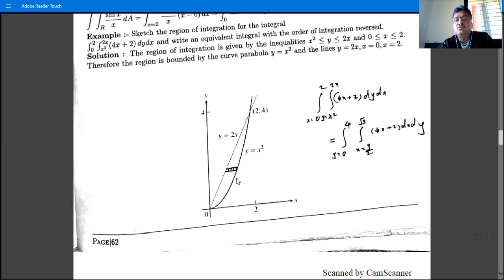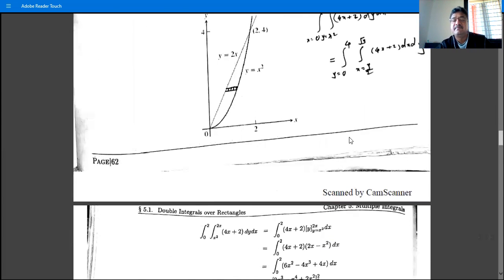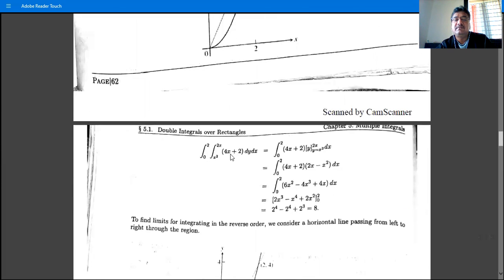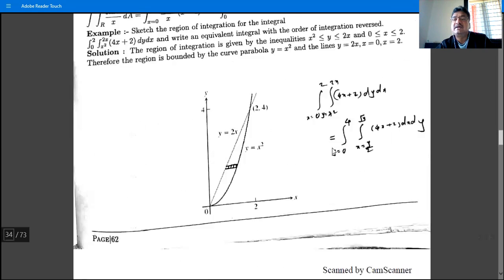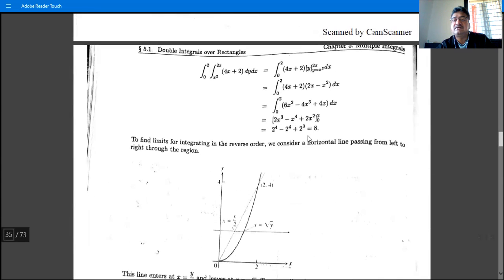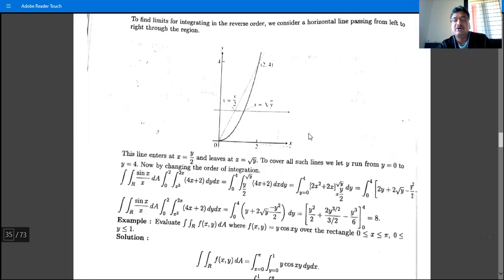In order to cover this area, we have to move this strip from this point to this point. Then this area is covered, so y runs from 0 to 4. So here is the change of order of integration. Then solve either by keeping the order as it is, then we have this answer. We can also reverse the order.